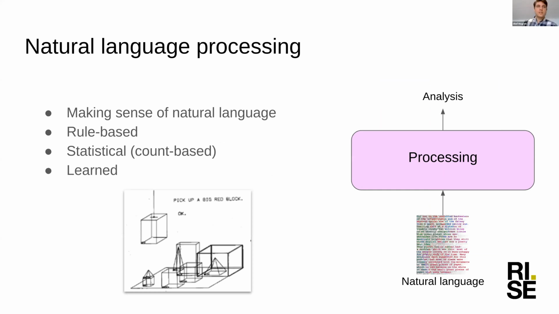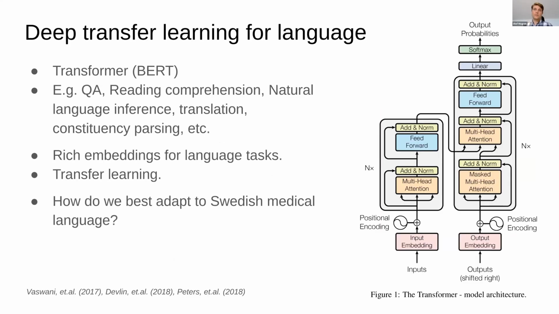So natural language processing, as I said, is making sense of natural language. It has also undergone this process from the early rule-based systems to more statistical or count-based systems to more learned systems, which are based on deep learning. And the transformer model that I mentioned was presented in 2017. It's been the basis for solutions such as BERT, which you may have heard of. And this has been the state-of-the-art in reading comprehension, natural language inference, translation, and so on.